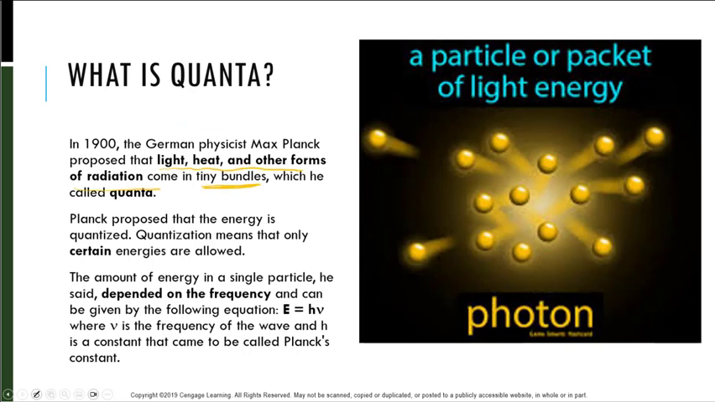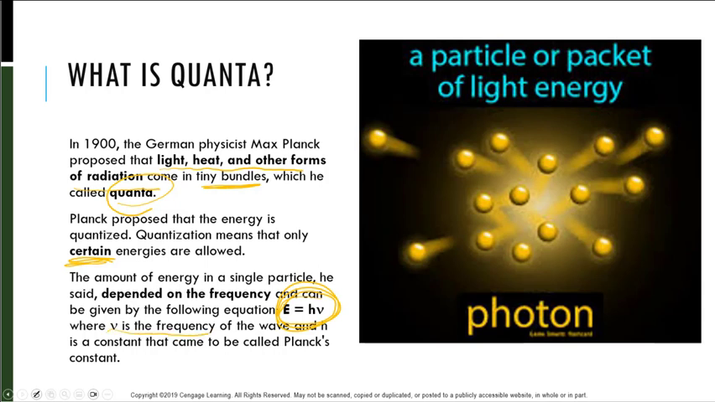Like I said, Max Planck proposed that light, heat, and other forms of radiation come in tiny bundles, which he called quanta. He proposed that the energy is quantized. Quantization means that only certain energies are allowed. The amount of energy in a single particle, he said, depends on the frequency and can be given by the following equation: E equals hv, where v is the frequency of the wave.